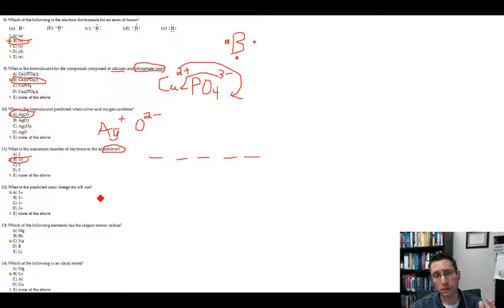Number 12, what is the predicted ionic charge for a potassium ion? It's in that first row. It's that S block. Okay, those always want to become 1+. Right? Calcium was in the second row. That's why it wanted to adopt 2+ up here in number 9.